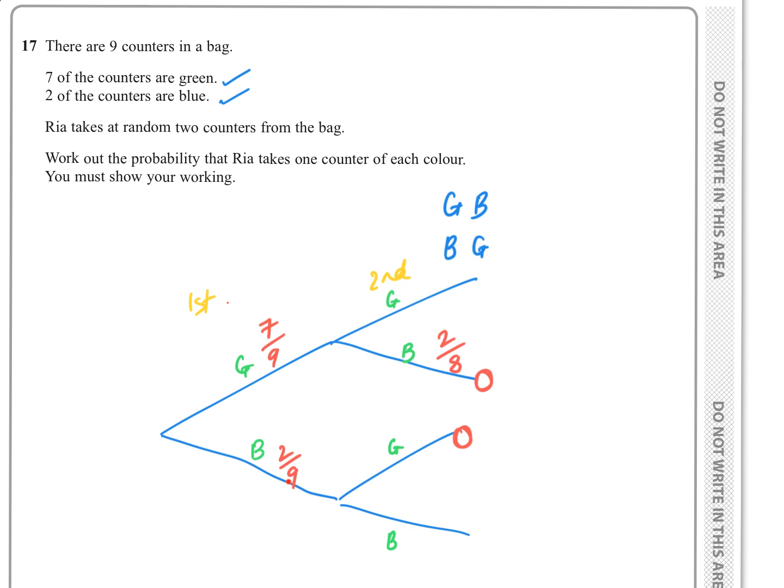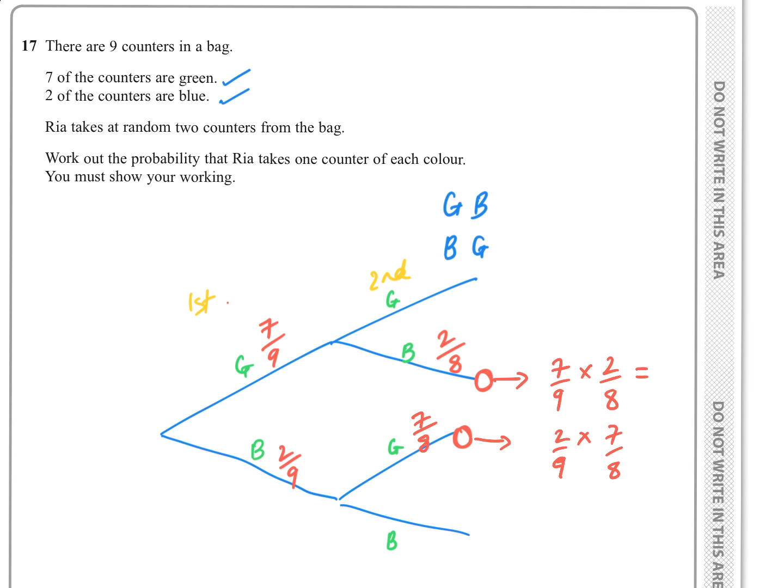here, then how many greens would there have been left? Well, there would have been 7 still. So 7 out of, and don't forget there'd only be 8 left. So the probability of getting to this juncture on the probability tree would be green then blue, so it would be 7/9 times 2/8, and to get to this juncture it would be 2/9 times 7/8.